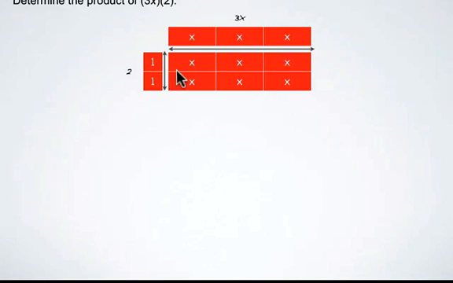And a quick check is after you set up your area, all of your split lines or lines in between tiles should be consistent with no breaks. When we calculate this area, 1, 2, 3, 4, 5, 6, we have 6x. So the product of 3x and 2 is 6x.